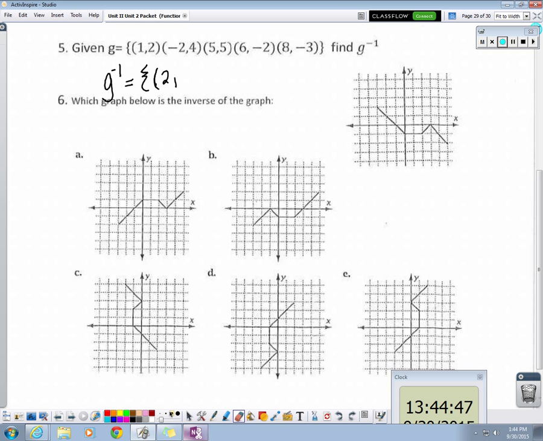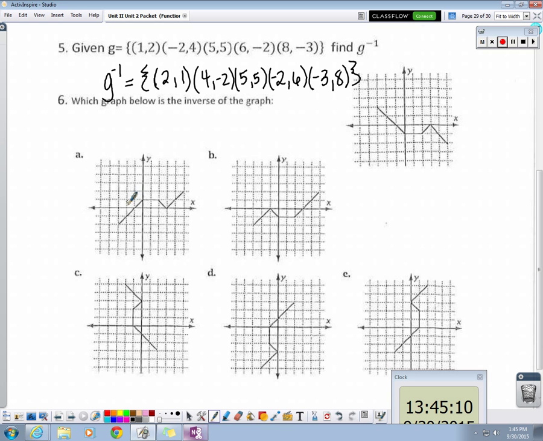So 2, 1 would be the first point. What would be the next point? And then the next? Okay. And? Right. Okay, so there's g inverse. All you do is switch the x's and the y's.